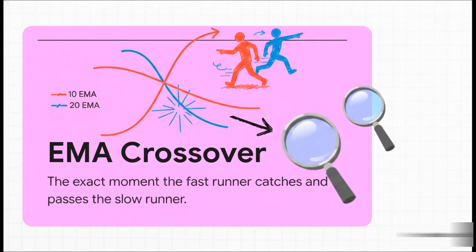And that brings us to the real climax of our chase scene. When the 10 EMA crosses above the 20 EMA, it is the exact moment our fast runner catches and passes our slow runner. I really want you to feel completely clear on this. A crossover isn't some complex, magical mystery. It's just a highly visible milestone on your chart that proves momentum is shifting.